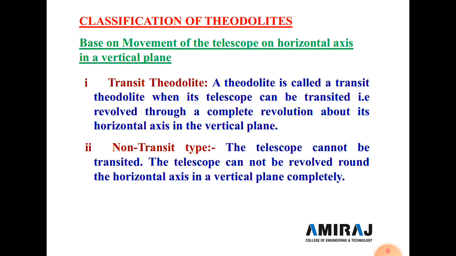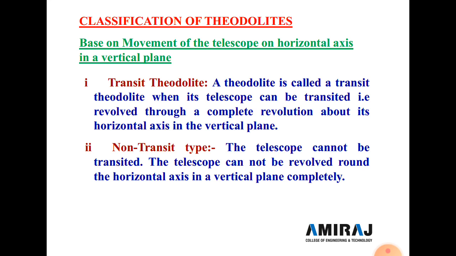Next we discuss the classification of the theodolite based on movement of the telescope on a horizontal axis in a vertical plane. First, the transit theodolite. What is a transit theodolite? A theodolite is called a transit theodolite when its telescope can be transited or revolved through a complete revolution about its horizontal axis in a vertical plane.